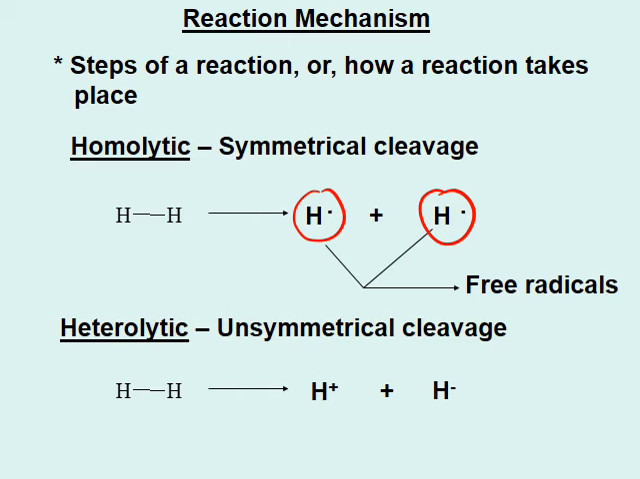This is homolytic, that means it breaks down evenly so that each atom takes one electron. Heterolytic is unsymmetrical cleavage. That means one hydrogen becomes +1 and it doesn't have any electron. The other hydrogen gets both the electrons and gets minus. And that's unsymmetric cleavage that results in H+ and H-.